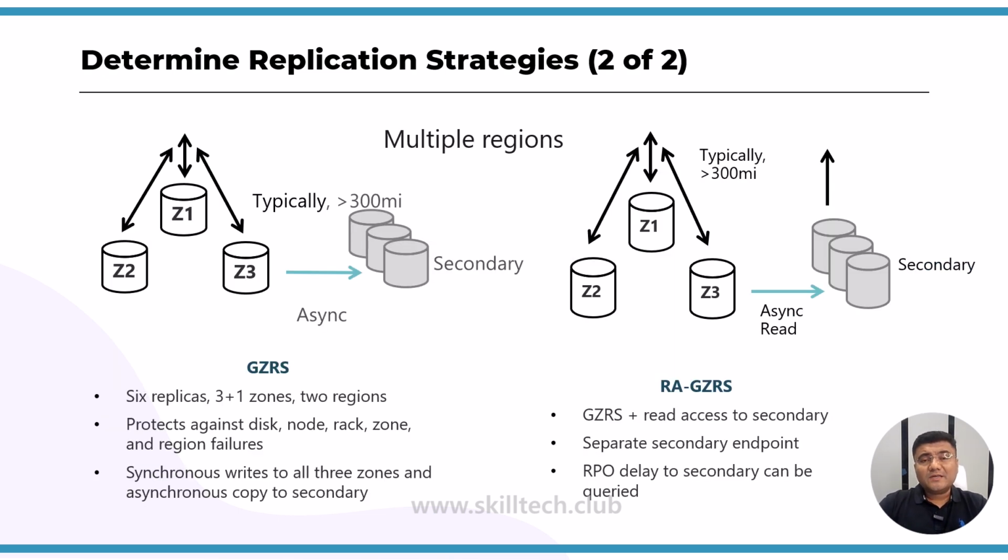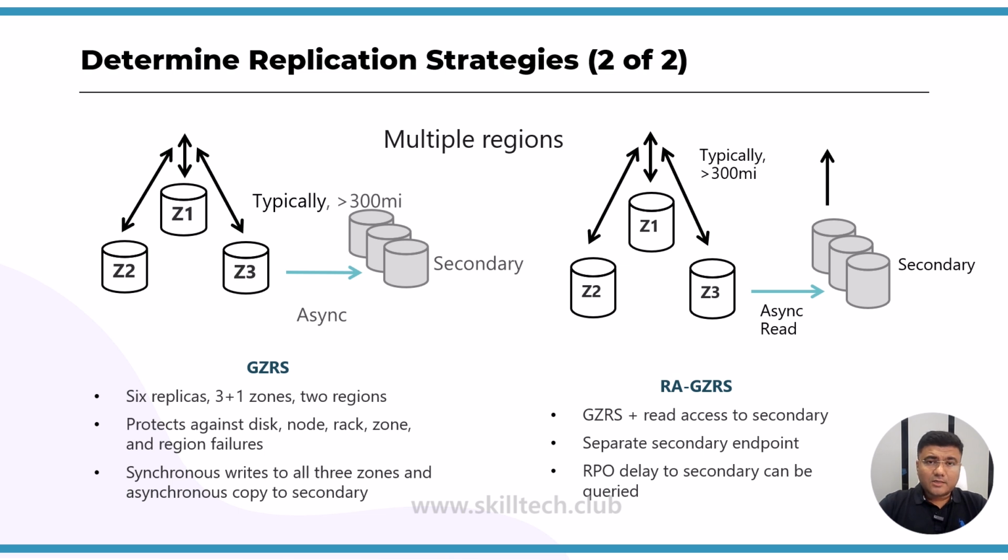Suppose you want even better than this. Then we have a combination of ZRS and GRS, which is known as GZRS. As the name suggests, this is Geo and Zone Redundant replication. In this case, you are going to use 2 different regions. In the primary region, you use 3 replicas in 3 different zones, and in the secondary region, you have another 3 replicas. This does zone-specific replication as well as geographical replication, so you get the advantages of both.